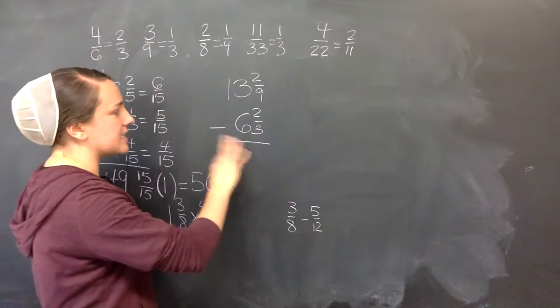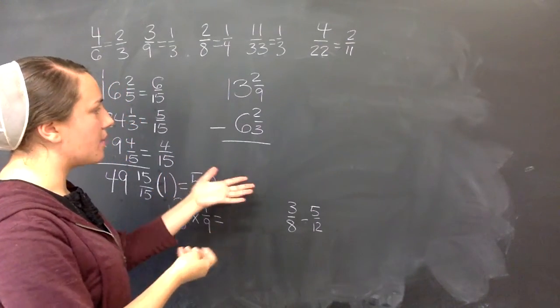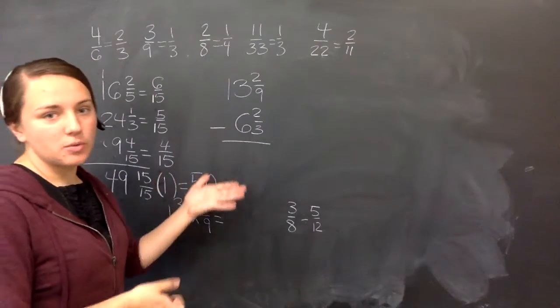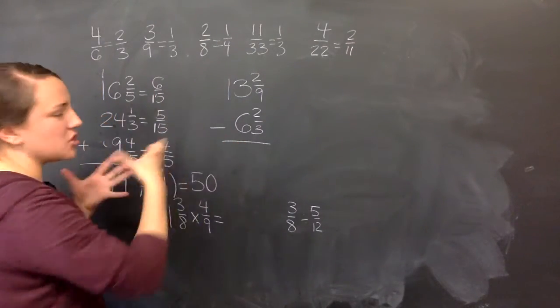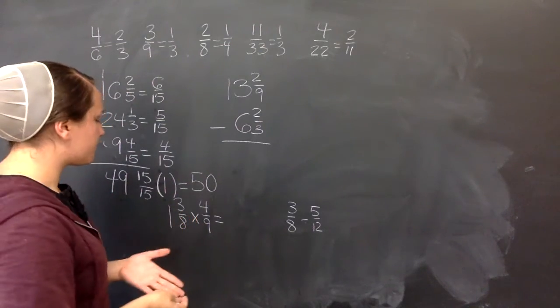Now, we would work this the exact same way. You need to find your common denominator and then subtract. We're going to leave that one. We're not going to work it in class, but pretty much same thing, just subtracting instead of adding.